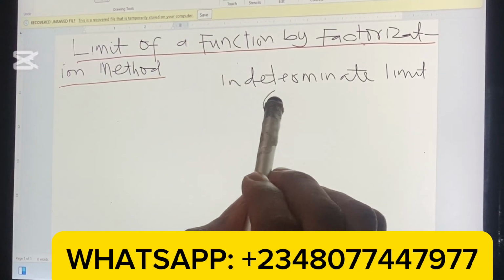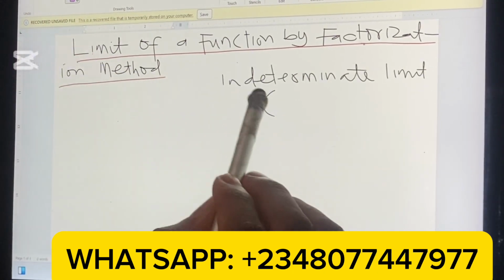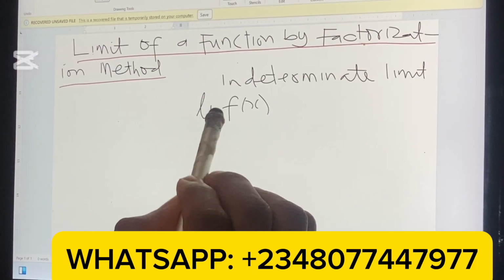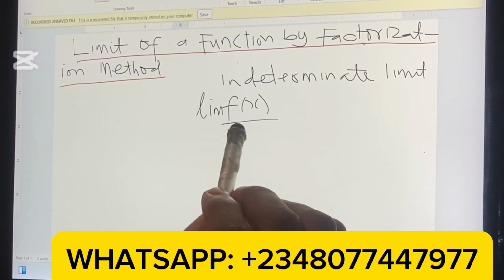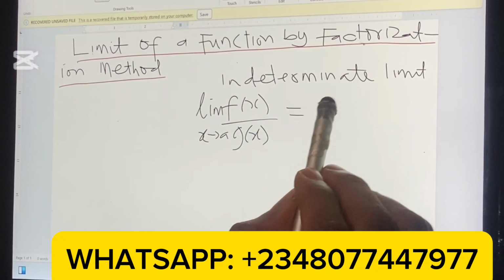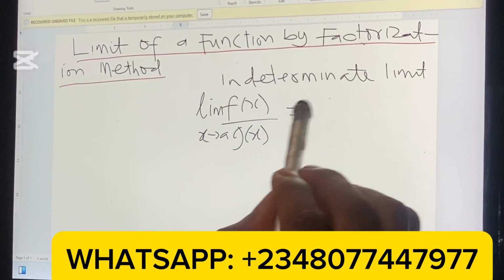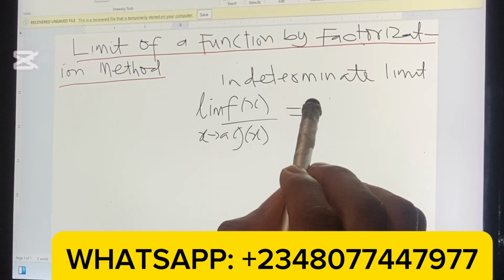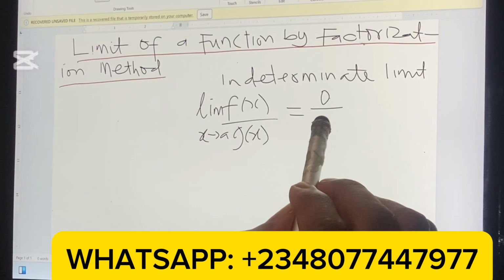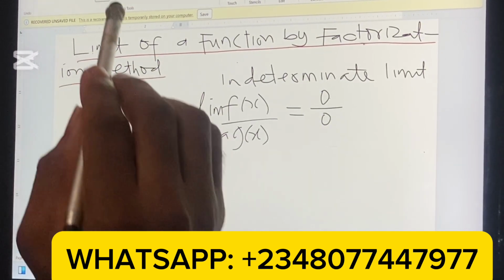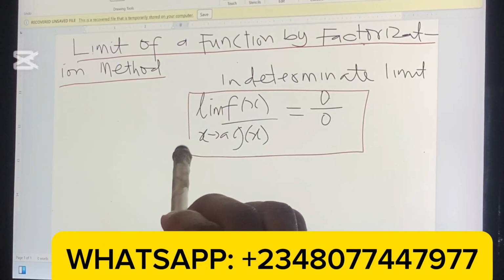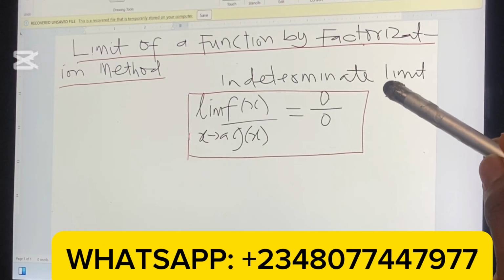That is, if I'm given the limit of f of s over g of s as s tends to a, and when you replace the value of s, the numerator f of s gives 0, and the denominator g of s gives 0. At that point, we use the factorization method. Please take notes. At that point, we use the factorization method.